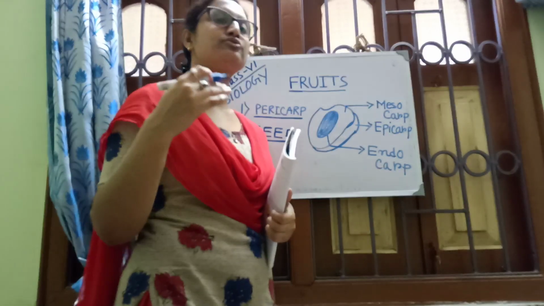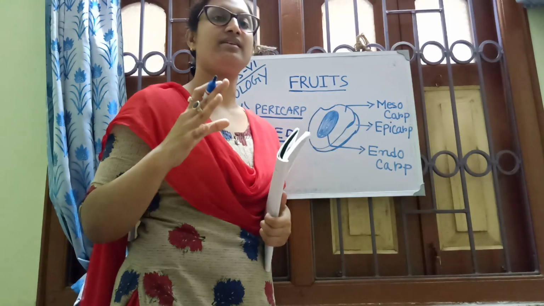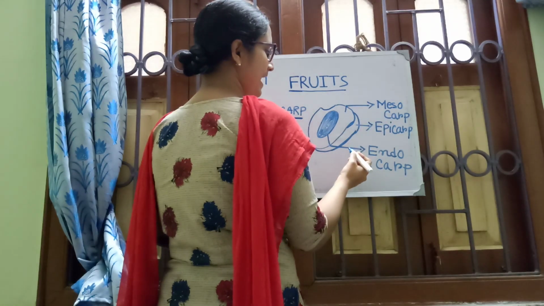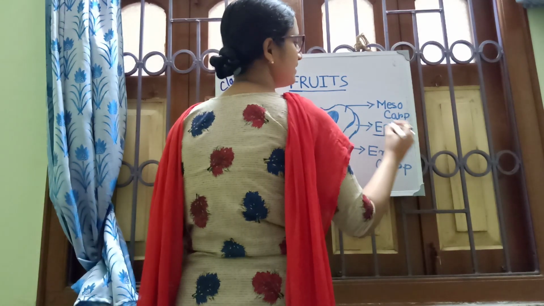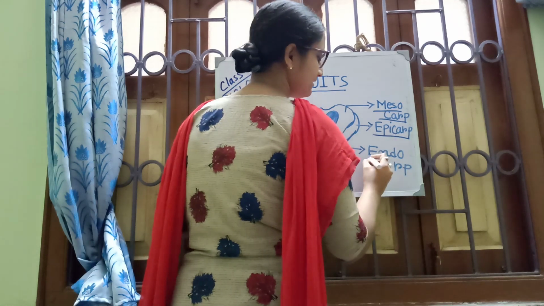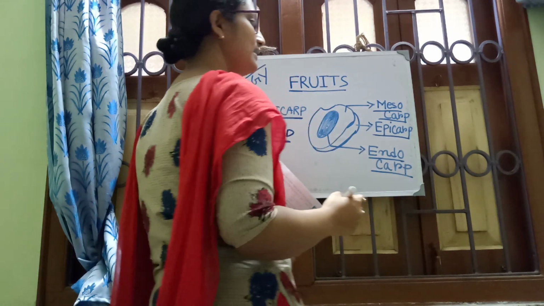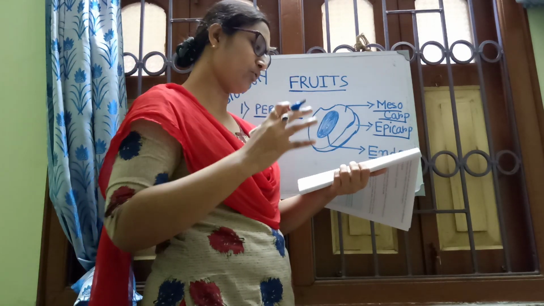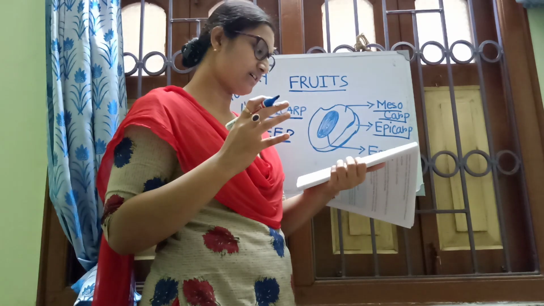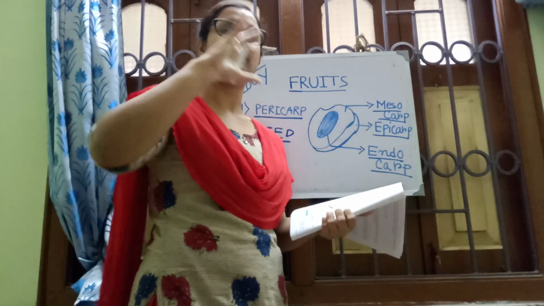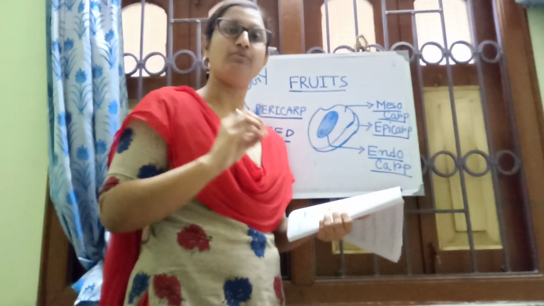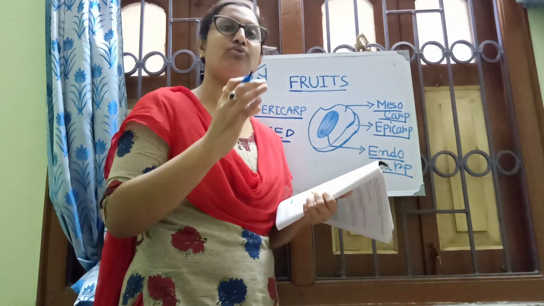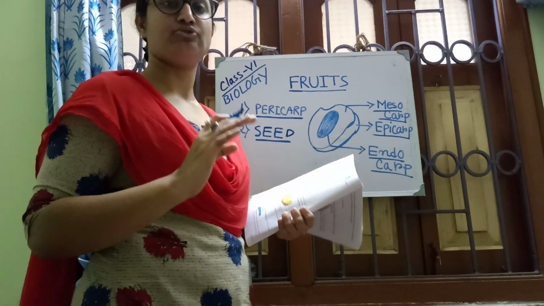The pericarp also has three layers. Three layers of pericarp are present in fruits: the epicarp, mesocarp, and endocarp. First one, epicarp. Epicarp means the outer thin papery layer covering the fruit, which is discarded and not eaten. This outer layer is called the epicarp. This is not eaten.